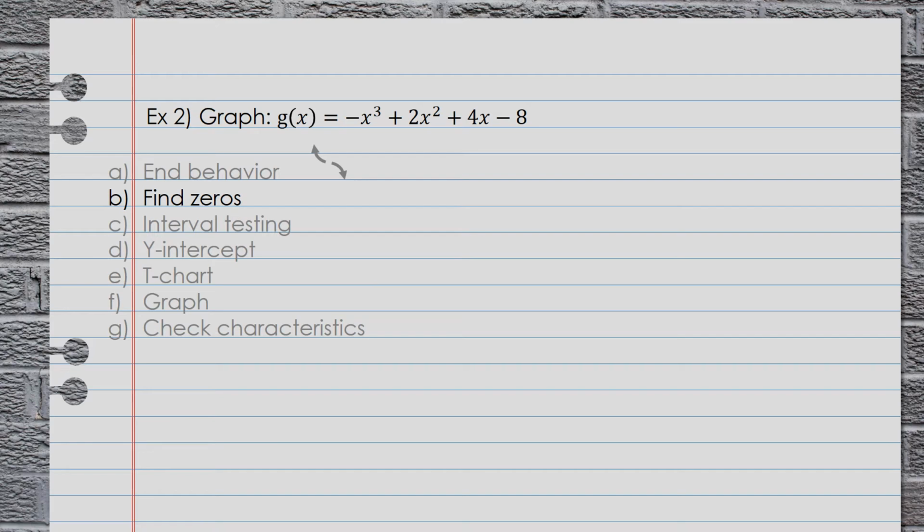Now to find the zeros, that's where you take the function and set it equal to 0. So 0 equals negative x to the third plus 2x squared plus 4x minus 8. Since my leading term is negative, I want it to be positive, so I'm going to move everything from the right side of the equation to the left side. So I'm now looking at x to the third minus 2x squared minus 4x plus 8 equals 0. Since I have 4 terms, I will do factor by grouping.